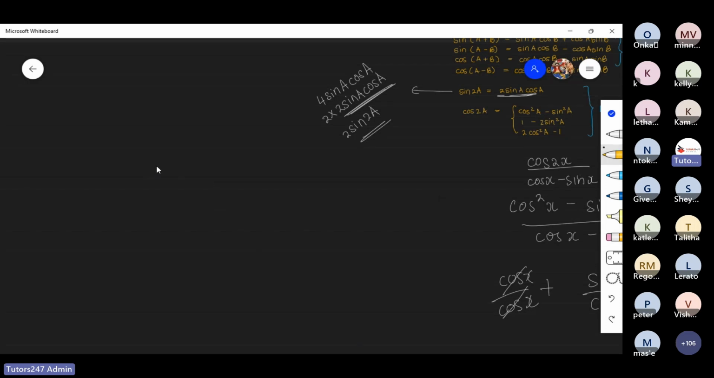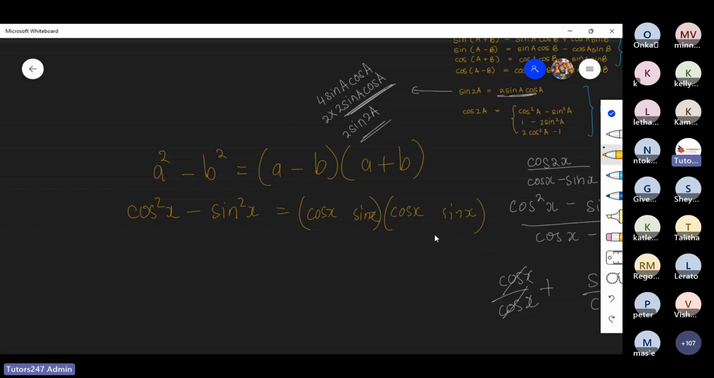So let's say you have a squared minus b squared. In order to simplify this, because it is a difference of two squares, you repeat it, but change the sign. So in one bracket you'll have positive, the other bracket you'll have negative. Cos squared of x minus sine squared of x: all you now do is, in one bracket, cos x sine x, and in the other bracket cos x sine x, and change the signs. One bracket will get positive, one bracket will get negative. It's a difference of two squares.